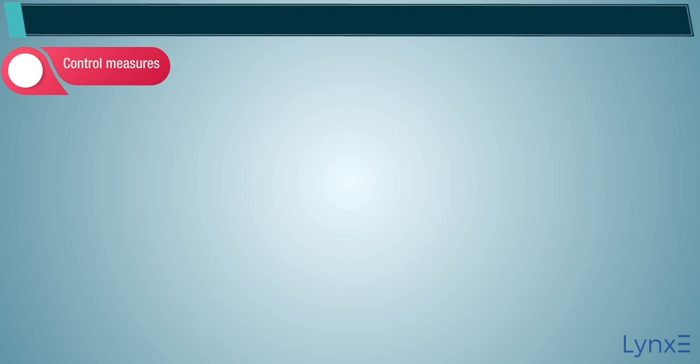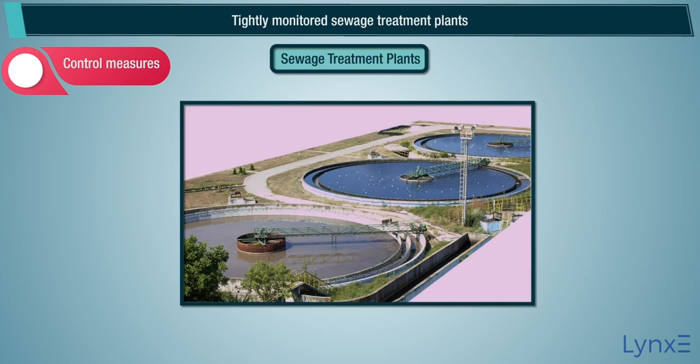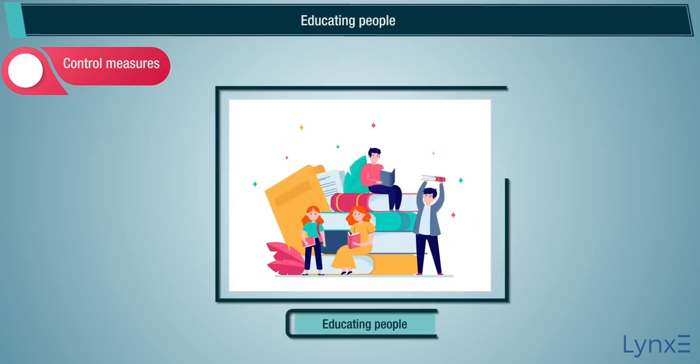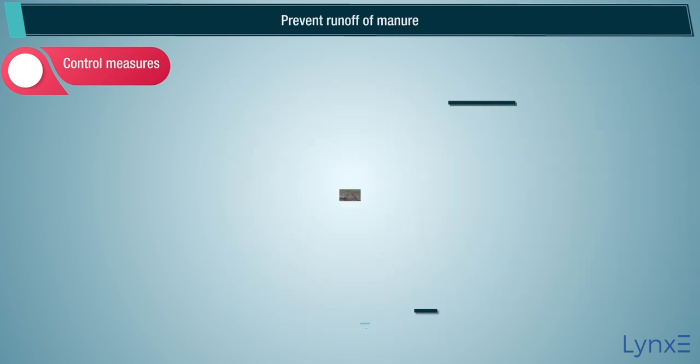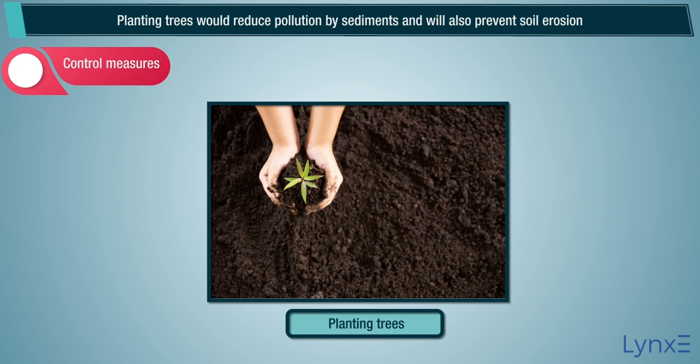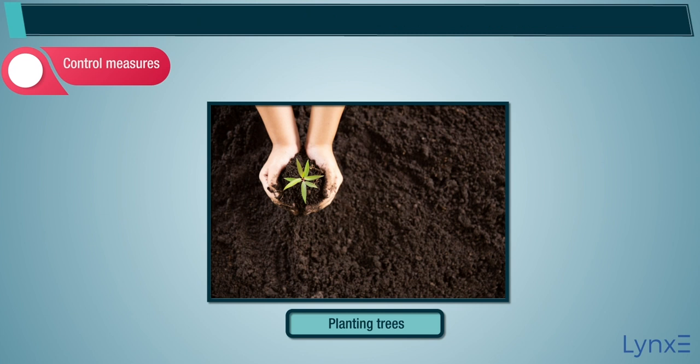Control measures. The following control measures must be enforced to control water pollution. Tightly monitored sewage treatment plants. Adopting organic farming. Educating people. Prevent runoff of manure. Planting trees would reduce pollution by sediments and will also prevent soil erosion.